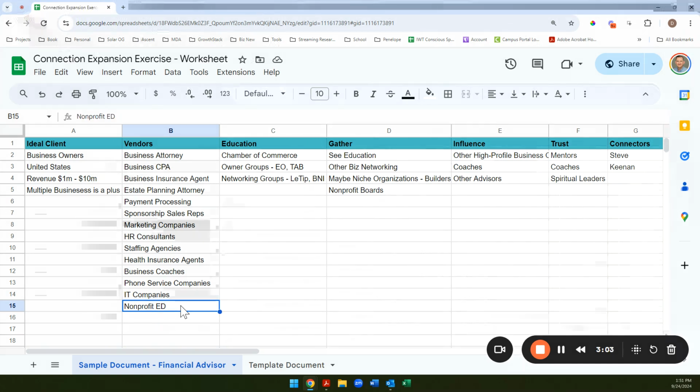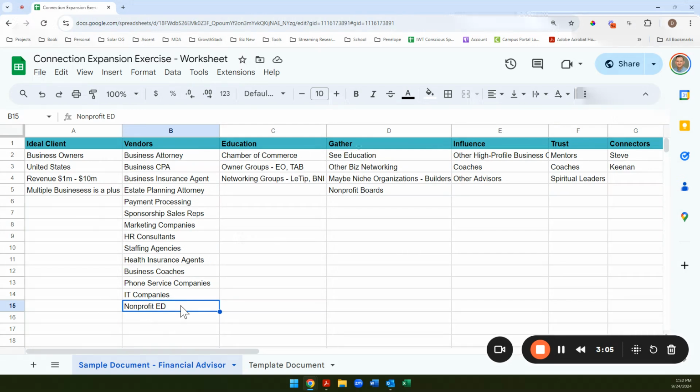Nonprofit executives are great because their board members, a piece of them are typically high quality business owners. And then they also are fundraising, right? So the people that are writing big checks often might be your ideal client, again, because they're writing big checks.